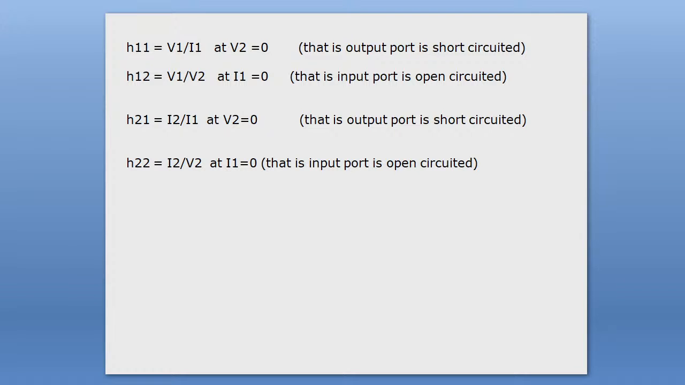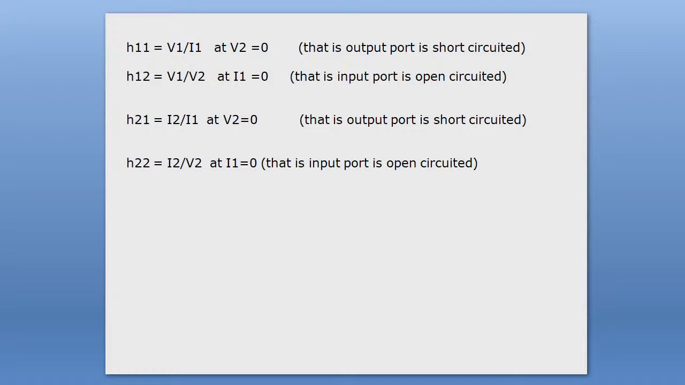Okay, Nivedita, thank you. So now you tell me the unit of the h parameters. What will be the units of the h11 parameter, h12 parameter, h21 parameter, h22 parameter? There are a total of 4 parameters in the h parameter set: h11, h12, h21, h22. Now you tell me the unit. You know the unit of impedance parameter is ohm. Unit of admittance parameter is mho. Now you tell me what will be the unit of these parameters.